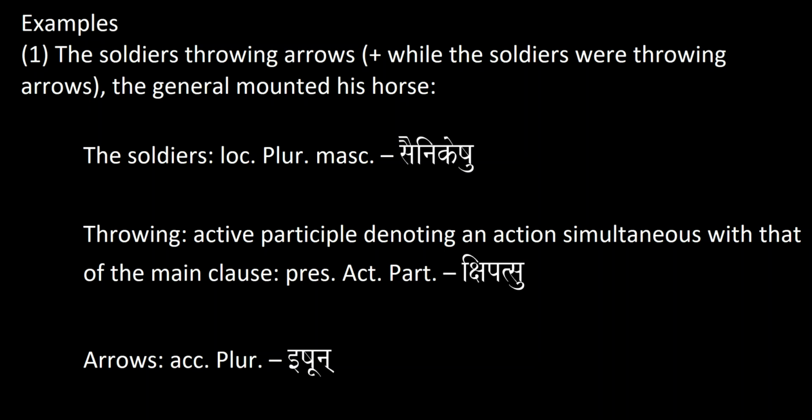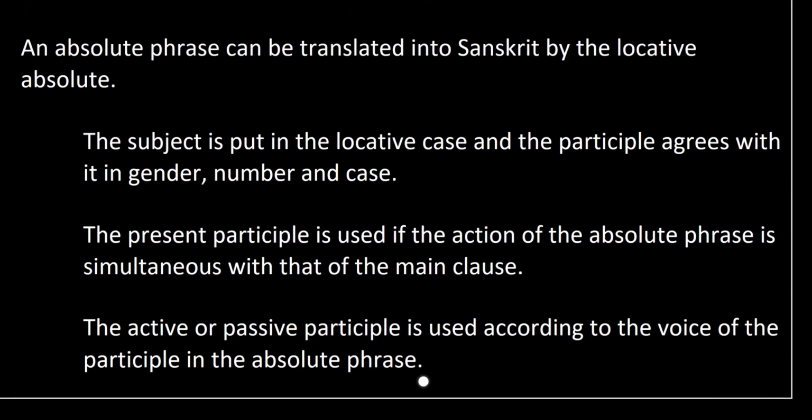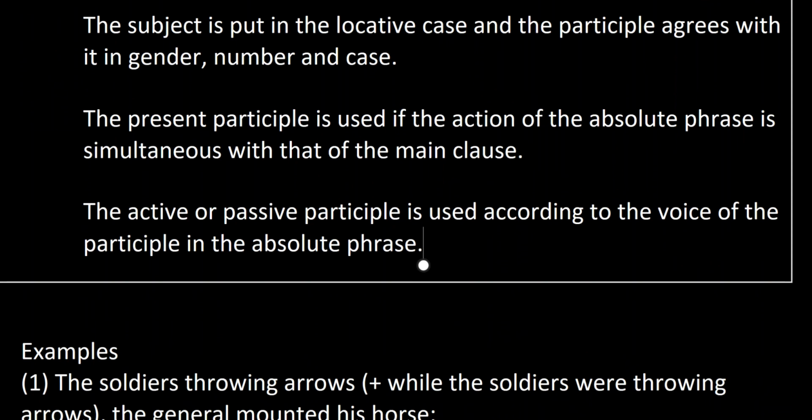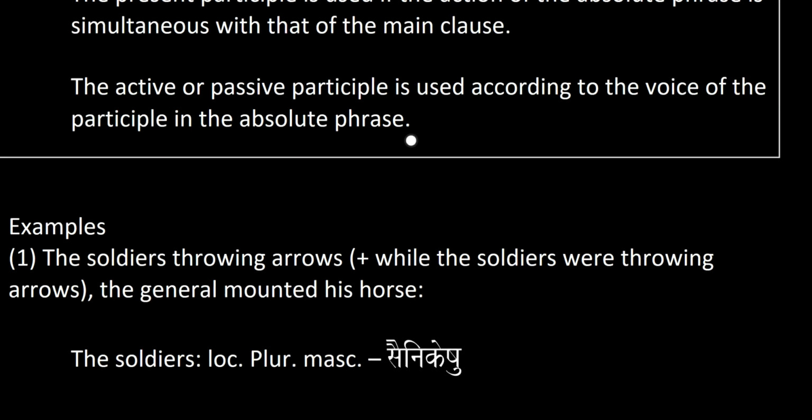And in this lesson, we are going to go over some examples on when it is appropriate and how to use the absolute phrases. So remember, in the previous lesson, we said that an absolute phrase can be translated into Sanskrit by the locative absolute. So the subject is in the locative case and the participle agrees with it, with that subject in the gender, number, and case. So that would also have to be in the locative case. And then the present participle is used if the action of the absolute phrase is simultaneous with that of the main clause. And then active or passive is used according to the voice.